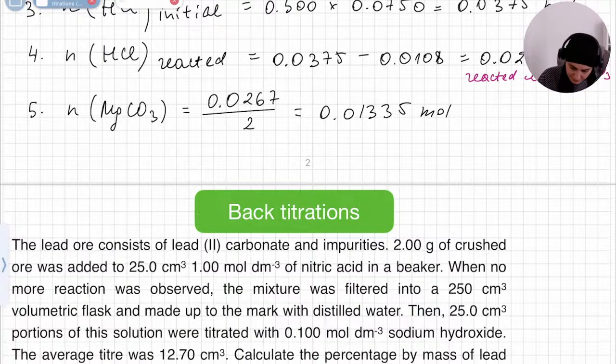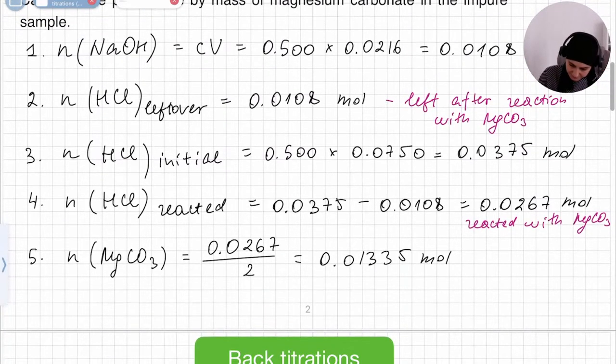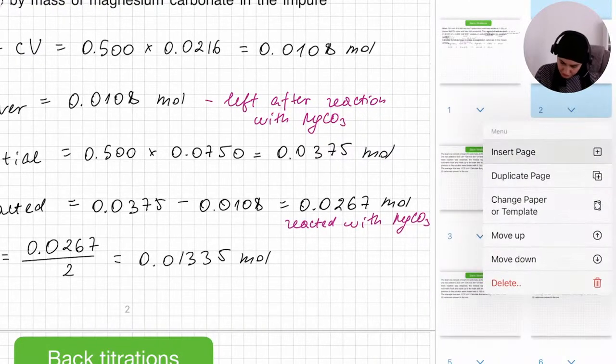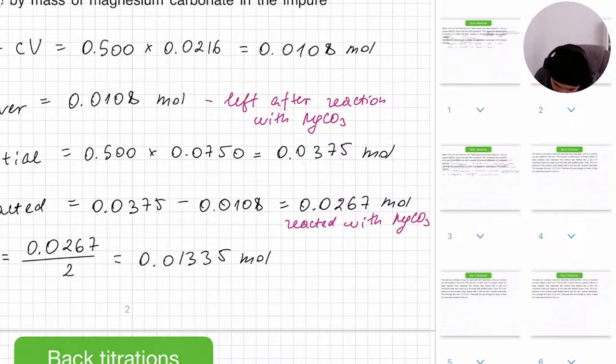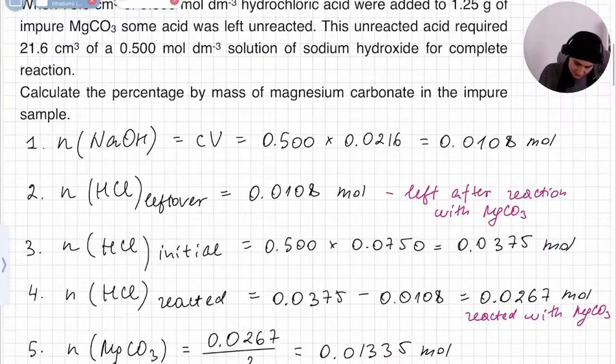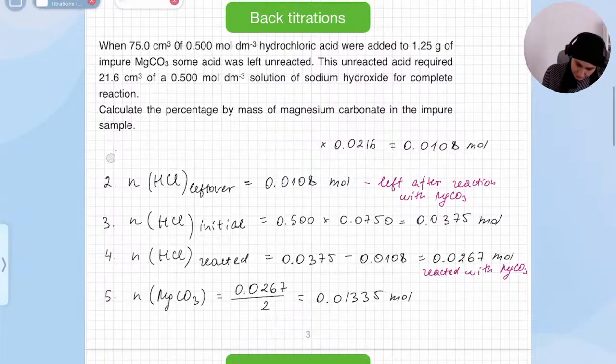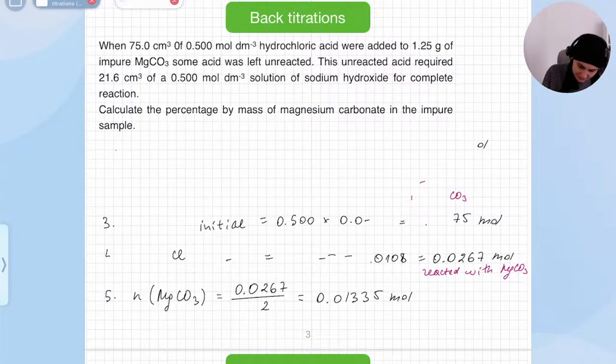I'm running out of space. Let's see if I can add a page. You know what, I'll duplicate it so that I see the question. That's the same. Okay, and then I'll just remove the extra.